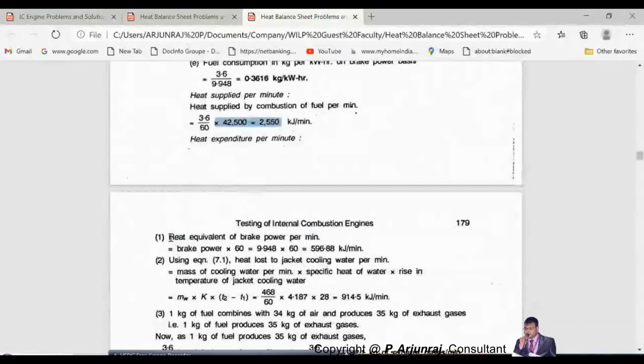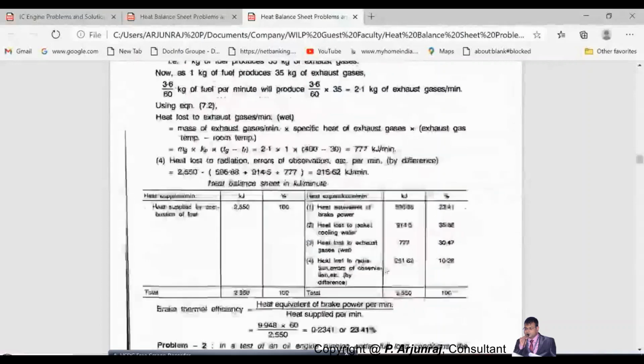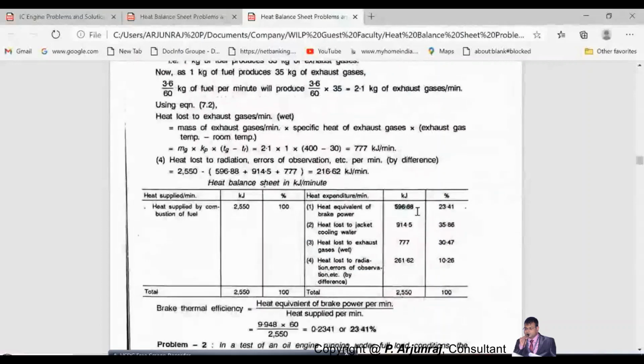And again, the heat equivalent of brake power per minute is nothing but the brake power into 60. When you're converting, you would have got brake power in kilowatts per hour, so 1 minute is nothing but 1 by 60 of an hour, so you multiply 9.9 by 60. This is nothing but the heat equivalent of brake power, or the heat loss to the brake power.